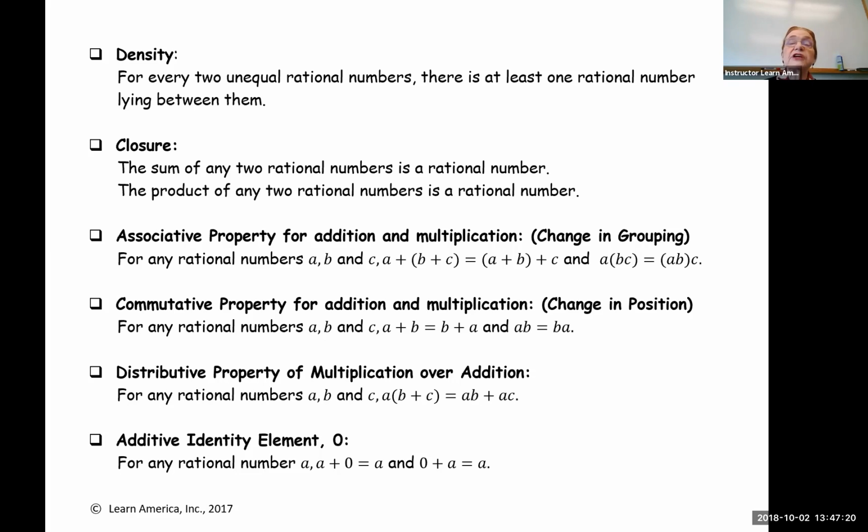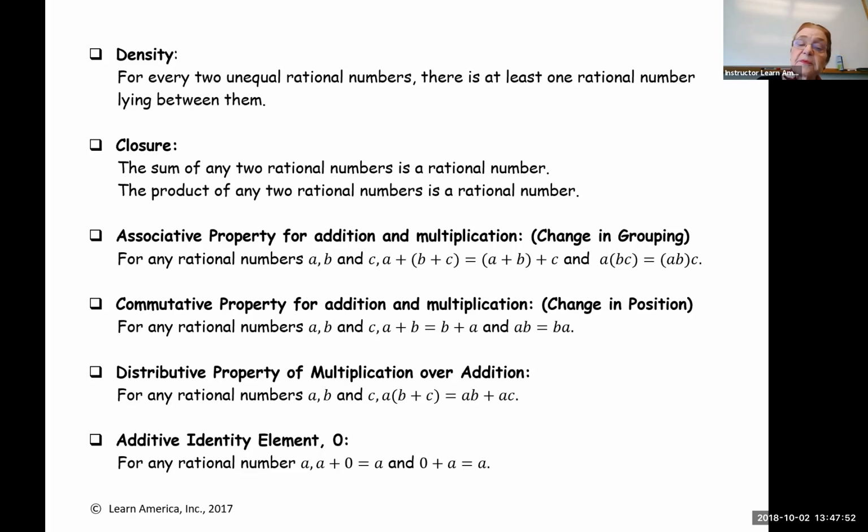Now notice we didn't change the order. The order or change in position would occur under the next property, the commutative property. Now remember, when you commute to work, you go back and forth. The commutative property for addition and multiplication tells us, in effect, we can go back and forth and we're still going to get the same result. So for rational numbers A and B, A added to B is going to be the same as B added to A, or A multiplied by B is going to be the same as B multiplied by A.